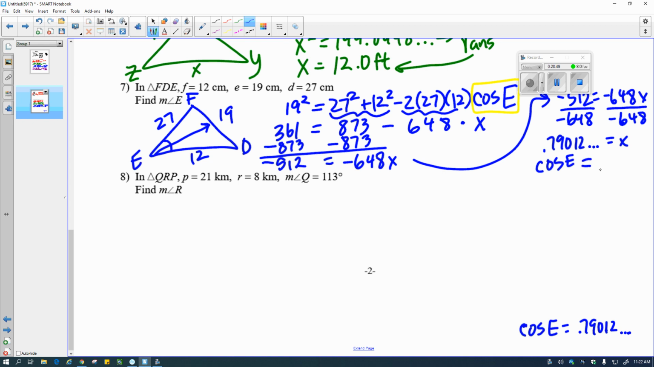Cosine e equals 0.79012. So now I'm going to do the cosine inverse of that answer. And again, that's where my answer key comes in really handy because I have that ugly decimal that I don't want to write down and I don't want to round it. So I just do second cosine, second answer, and I get 37.8 degrees.